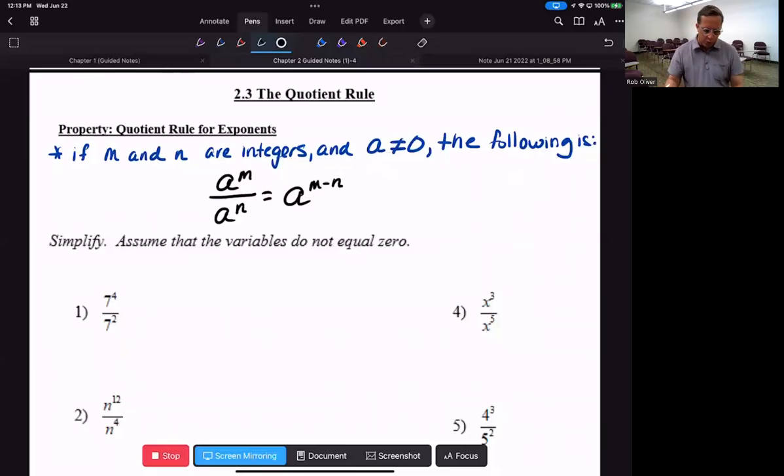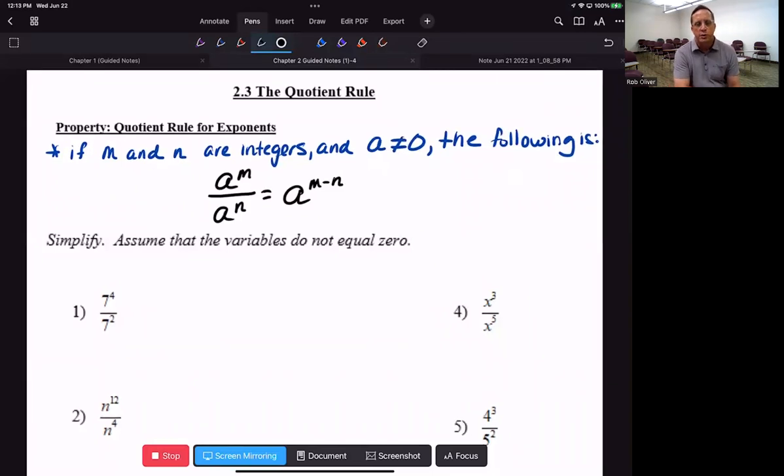Lesson 2.3 on the quotient rule. We've got some notes already queued up here on the quotient rule, and you might want to go ahead and write this down. And the quotient rule is basically the opposite of the product rule.